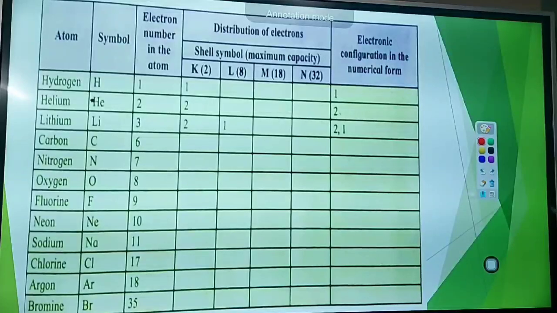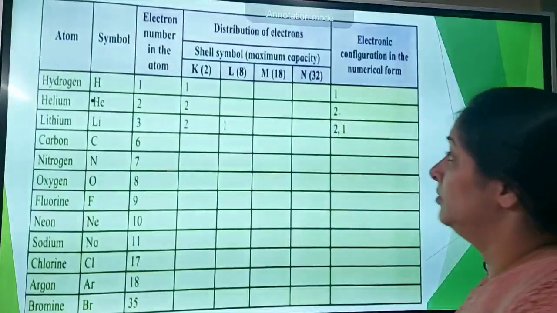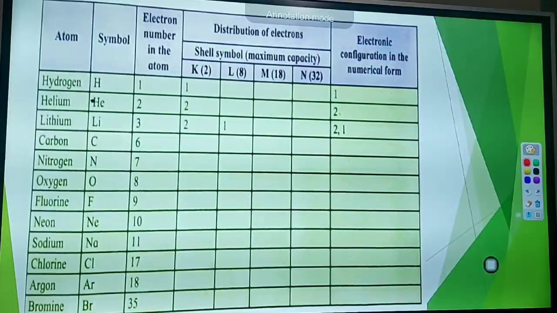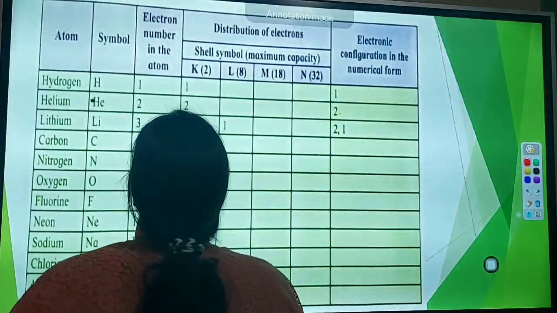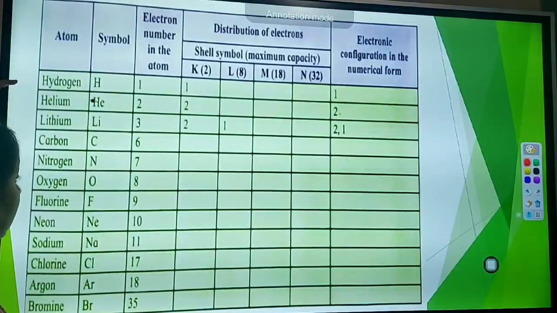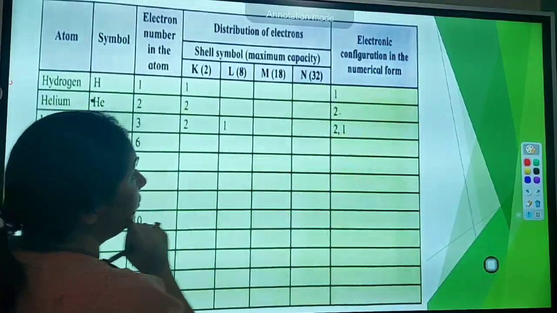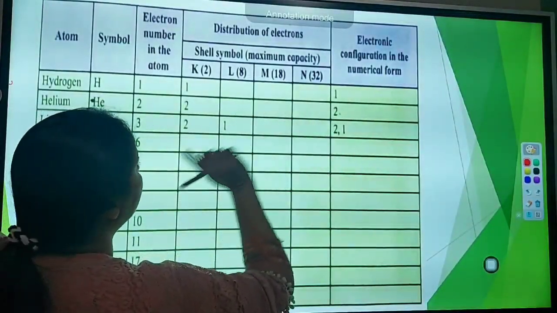All right. Let's understand this chart, or let's fill up this chart. Chaliye. Hydrogen first in the list. Only one electron as per electronic configuration. In the first shell only one electron. Helium 2, attained octet state, done.